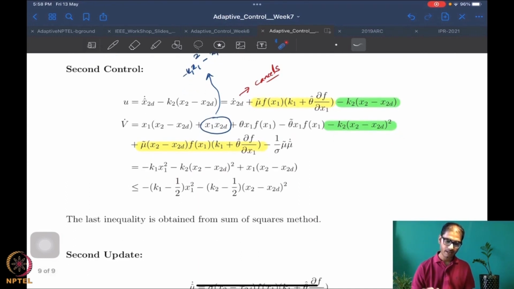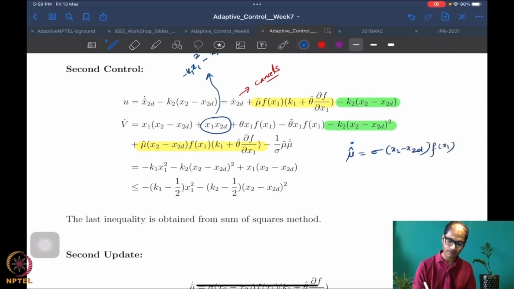If I choose my mu cap dot as sigma times (x2 minus x2 desired) times (f(x1) k1 plus theta del f del x1). Okay, if I make this choice, this term and this term cancel out. So all I'm left with is this nice negative term here, nice negative term here from this, and then this mixed term here, because everything else just cancels out.